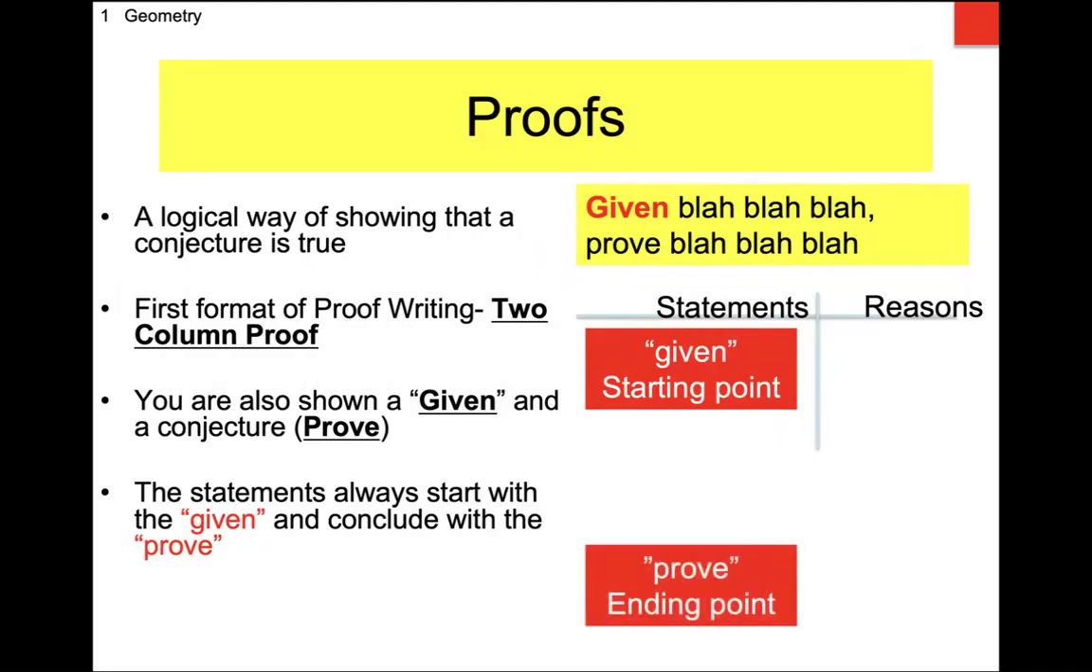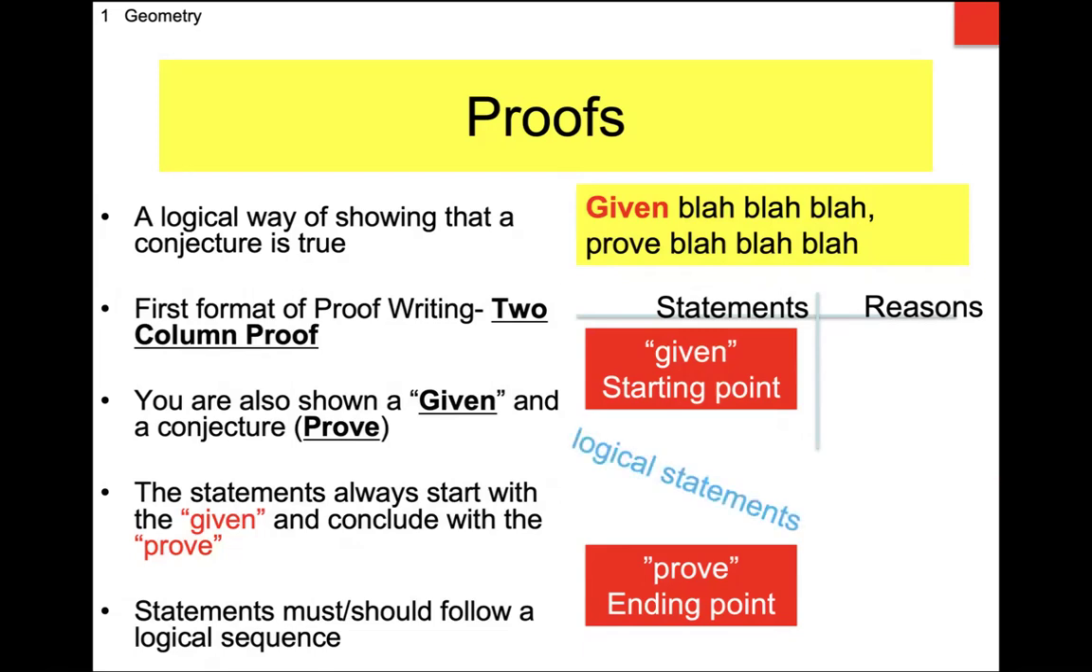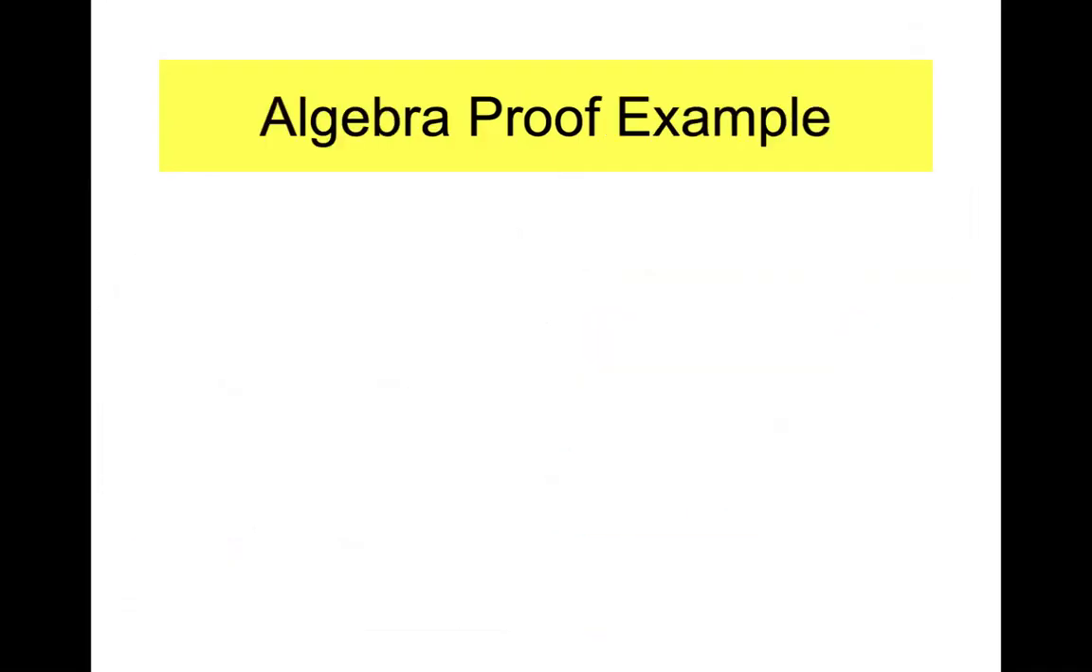You will argue logically, sequentially, in steps that make sense from one to the other until you arrive at the prove part. And the prove part is the ending point of the proof, right? All the statements you put in the statements column must be logical and they must be in a specific order that makes sense. You just don't put random statements down. And remember, everything in the reasons comes from your book of truth.